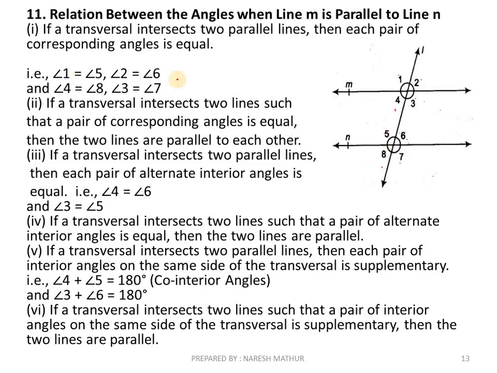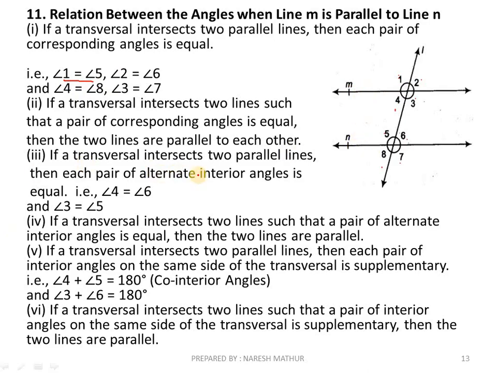Now we have 3 different conditions. If we are saying M and N are parallel, then we can say corresponding angles will be equal. Let's say 1 and 5 are equal. Now vice versa, if we are saying the corresponding angles are equal, then the lines will be parallel. Therefore M is parallel to N.